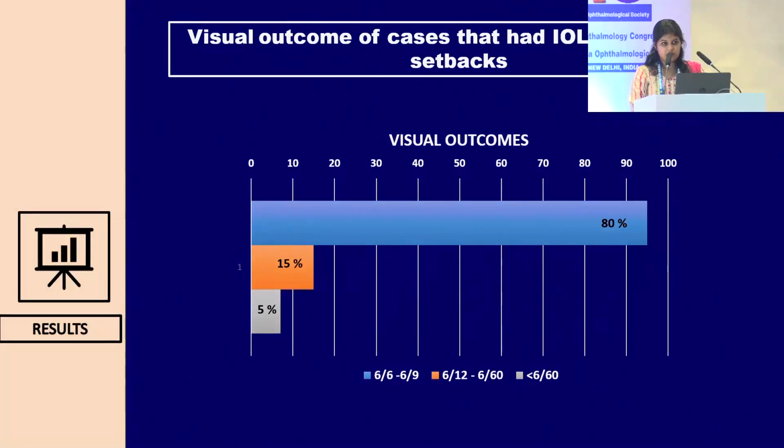On assessing visual acuity on POD 30, we found that 80% of the cases had visual acuity between 6/6 to 6/9, and 15% had visual acuity from 6/12 to 6/60.